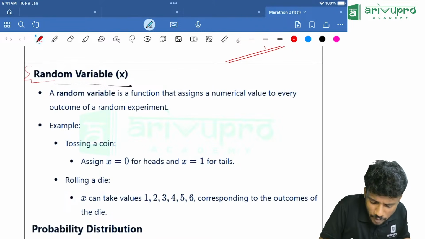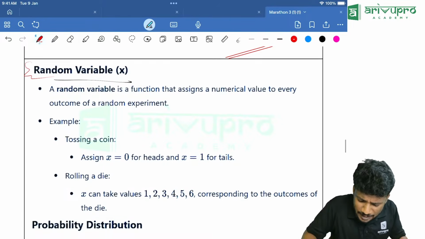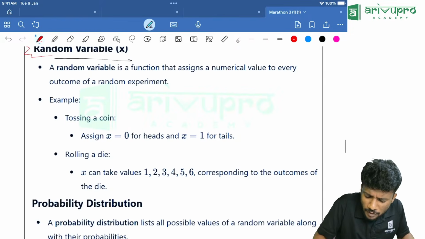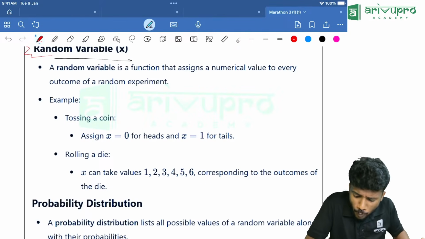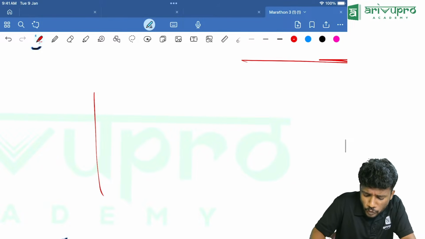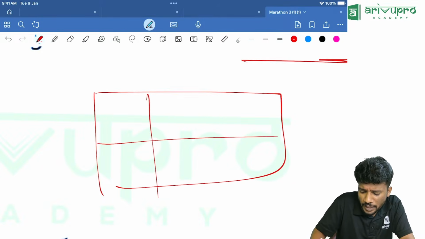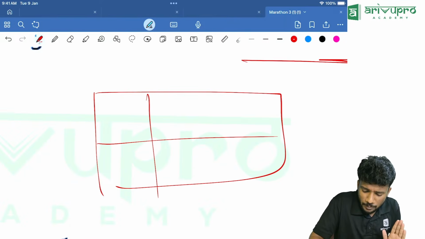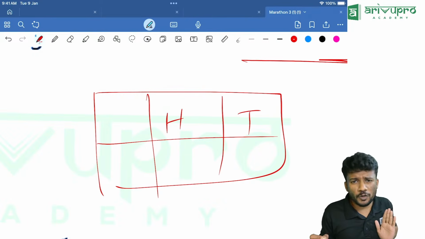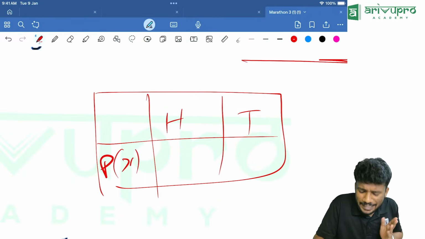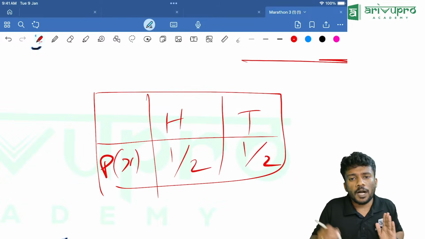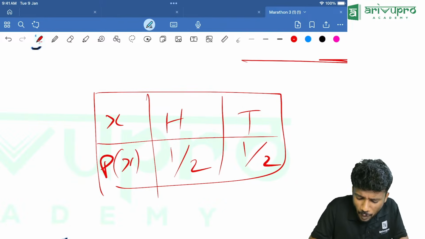First one is our random variable. Random variable, we need to know a few things. Now, what is happening in a random variable? We are assigning some numerical values to each outcome. For example, I am tossing a coin. When I toss a coin, what happens? Either it will be a head or it will be a tail. For one toss, everyone knows that. What is the probability of getting a head? 1 by 2. What is the probability of getting a tail? 1 by 2. These are the probabilities if you ask me.